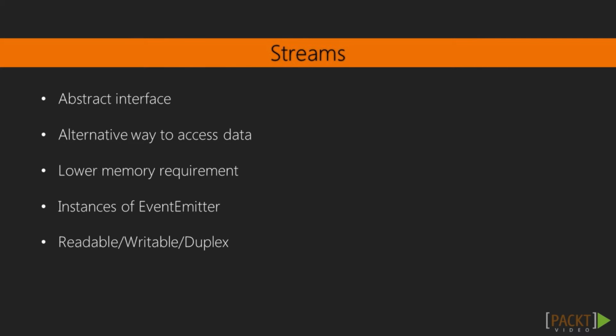A stream is an abstract interface which is implemented by various objects in Node.js. It's an alternative way to access data from various sources. Using streams, you don't need to have all the data available in your memory before you start manipulating it. This way, rather than loading the whole file in memory, you can process it using small chunks. All streams are instances of event emitter, but they have custom methods and properties depending on the stream type. Streams can be readable, writable, or duplex.